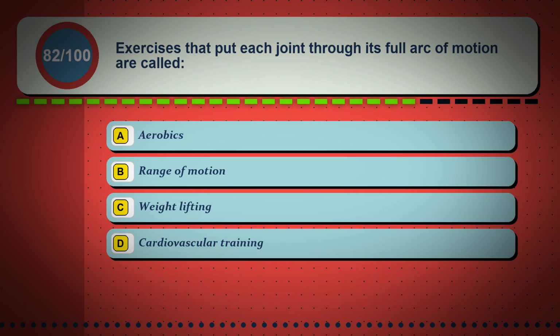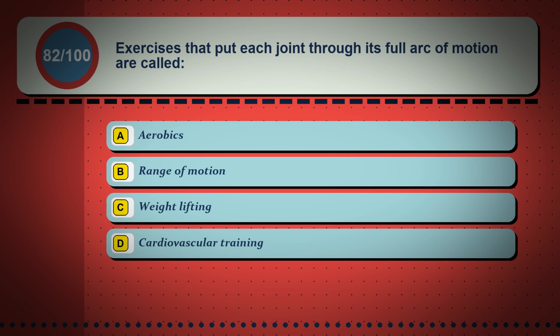Question 82. Exercises that put each joint through its full arc of motion are called: Option A. Aerobics. Option B. Range of motion. Option C. Weight lifting. Option D. Cardiovascular training.